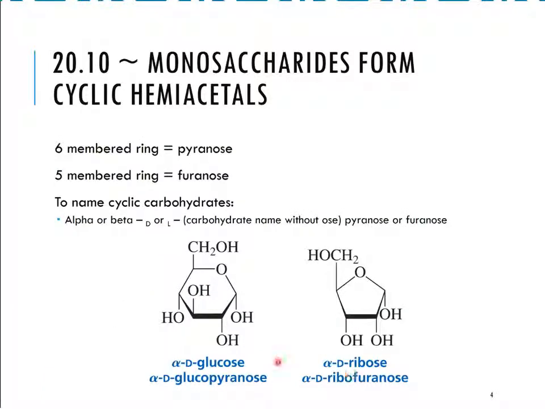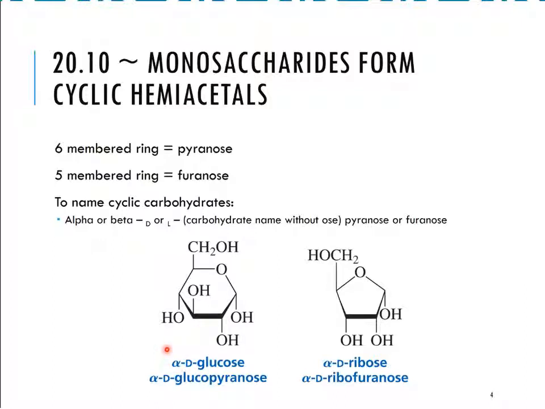Of course, they get names. When we have a 6-membered ring, it's called a pyranose ring. A 5-membered ring is called a furanose ring. So we do have a way to name our carbohydrates when they are in these ring forms. We start with alpha or beta, depending on whether that alcohol is pointing up or down. We use D or L to tell us which carbohydrate we were using. And then the carbohydrate name, but we take off the ending ose and replace it with either pyranose or furanose. So there's a lot of options there.